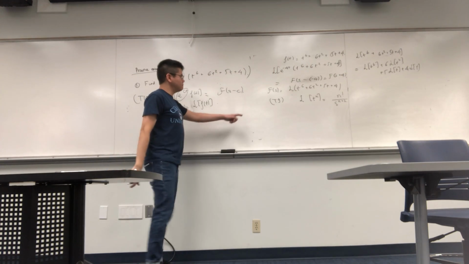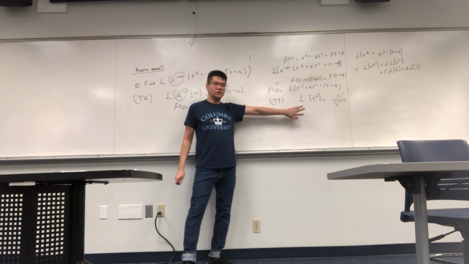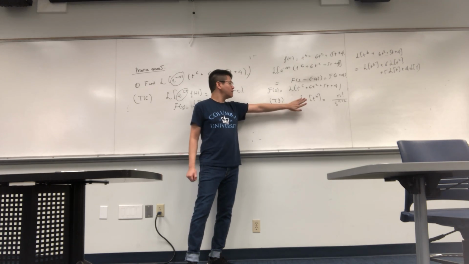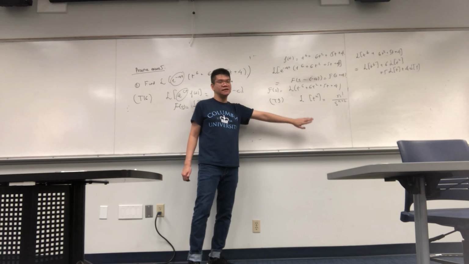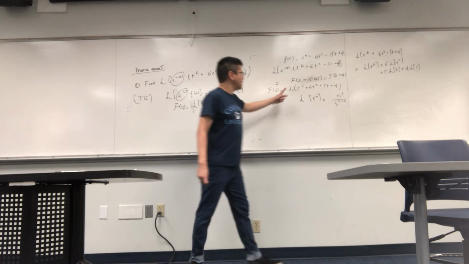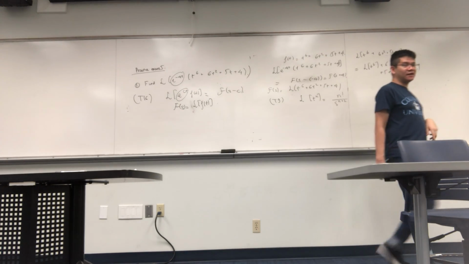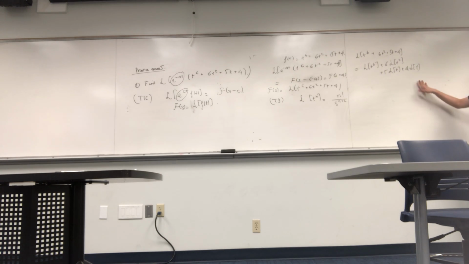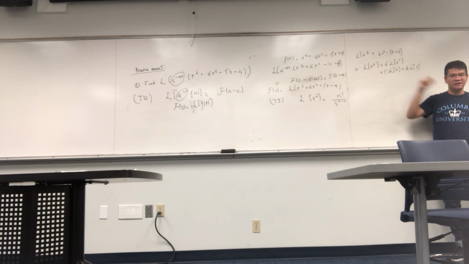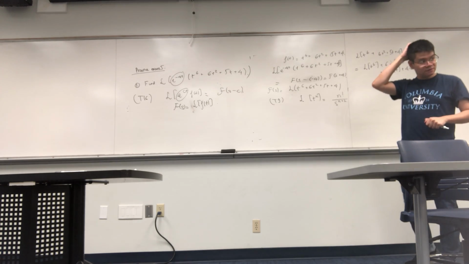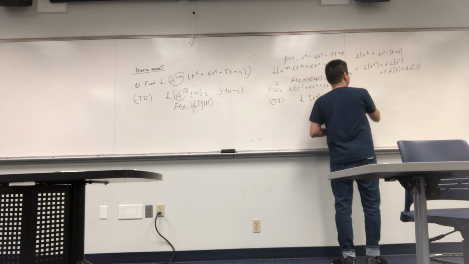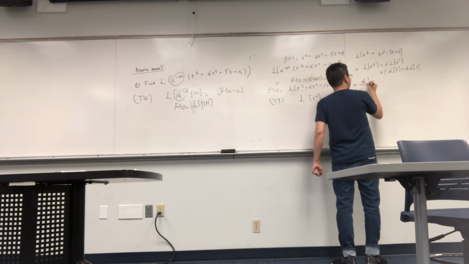So the formula that we use is the Laplace transform of t to the n is n factorial over s to the power n plus 1. So now I have to compute this Laplace transform. I break it into 4 terms. So what is the Laplace transform of the first guy? 6 factorial over s to the 7. Yes. So this is 6 factorial over s to the power 7.